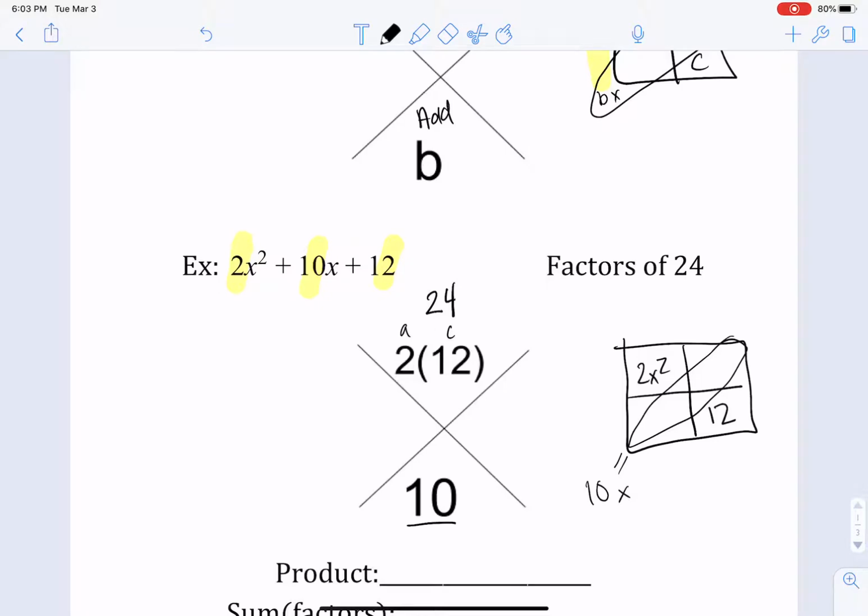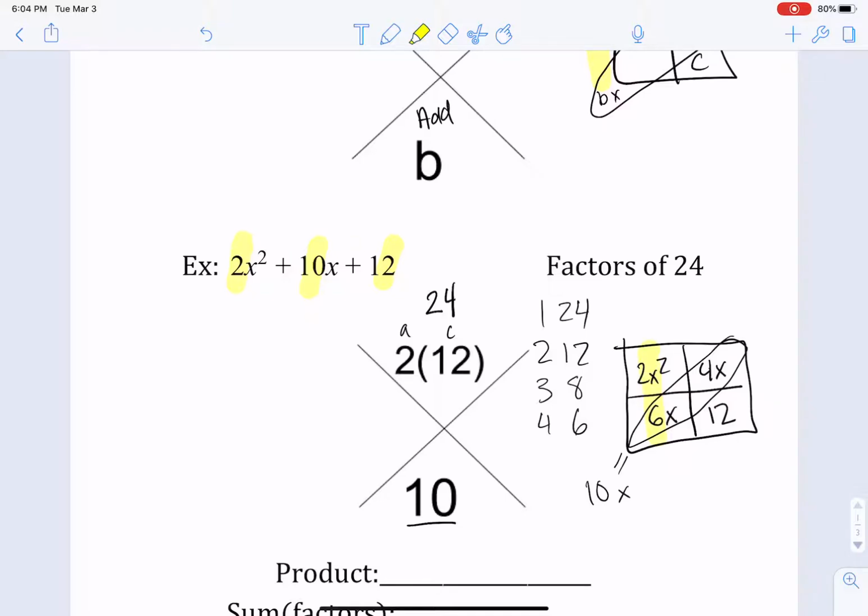All right. So what do we know? Factors of 24. We have 1 and 24. Those don't add to 10. 2 and 12, those don't add to 10. 3 and 8, those don't add to 10. 4 and 6, ding, ding, ding, those do add to 10. So we know this middle, one of these terms is going to be 4x, and the other one is going to be 6x, because those add up to the 10x we're looking for. So now we need to see what common factors we have and see what we can pull out.